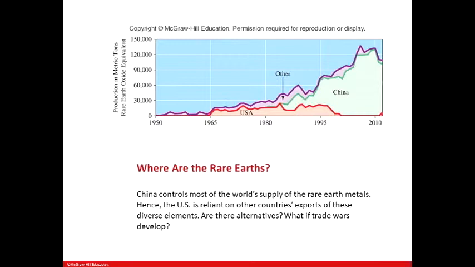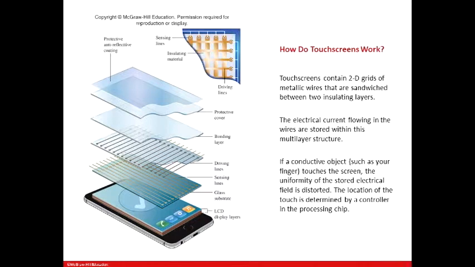So one thing that you want to make sure you remember is that China is a really large producer of rare metals. So frankly, the world is dependent on China for export of these. So the governments have to cooperate. Now, what are some other applications of these metals and these materials in terms of electronics?